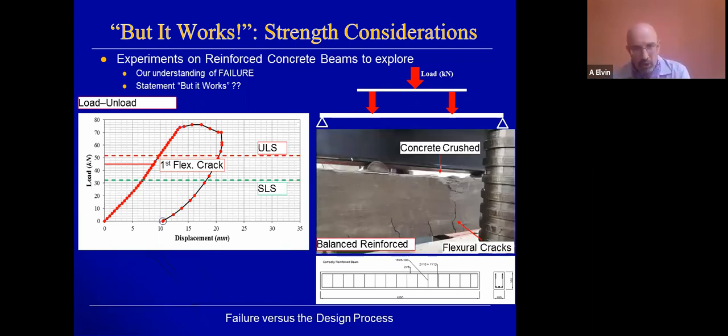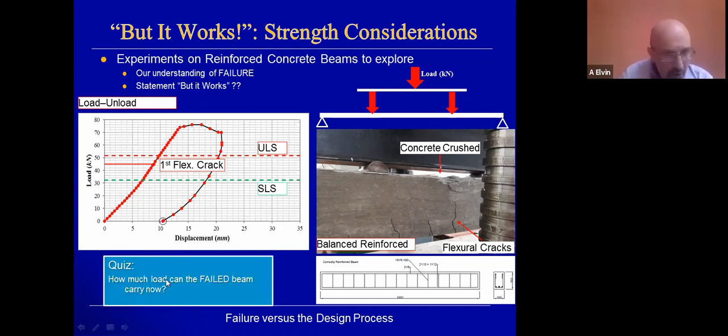Right, next question. I'm now going to show you the photo right here. It looks like this. Can you see the flexural cracks? And the concrete has crushed here. Can you see it? Yes. So this is a beam in very bad shape. Question for you. How much load can the failed beam carry now? So if I were to start loading from here, can this beam carry any loading? Who says yes?